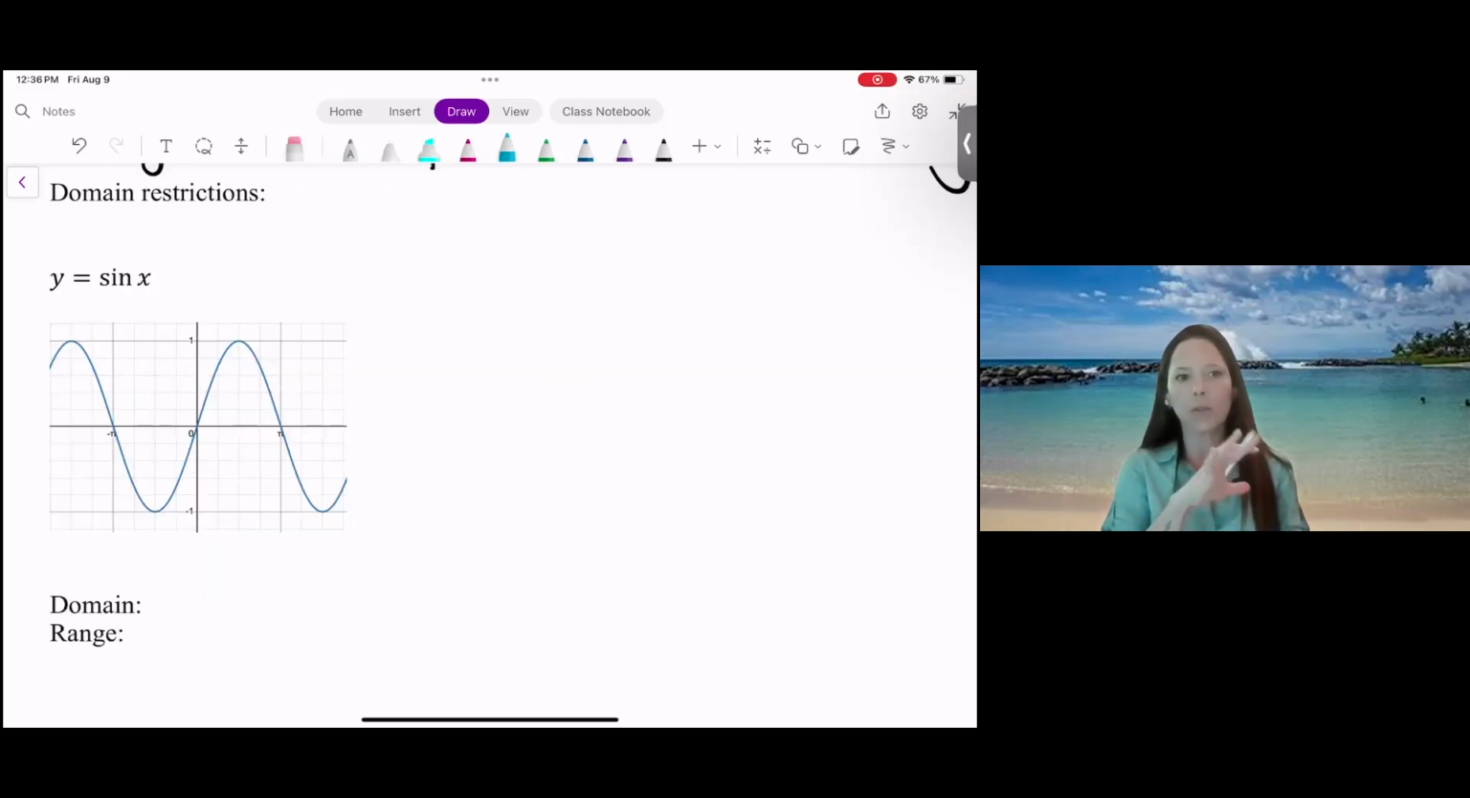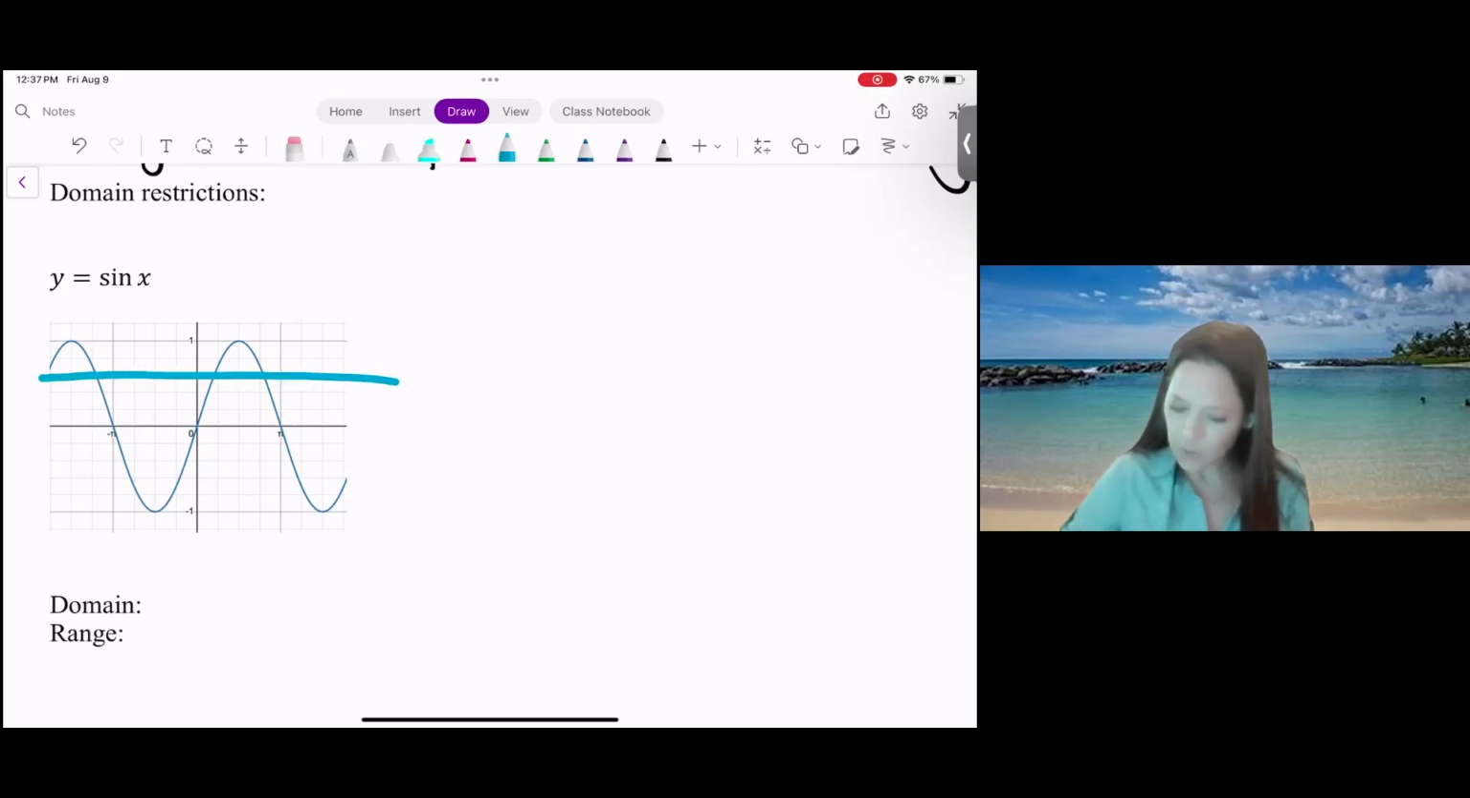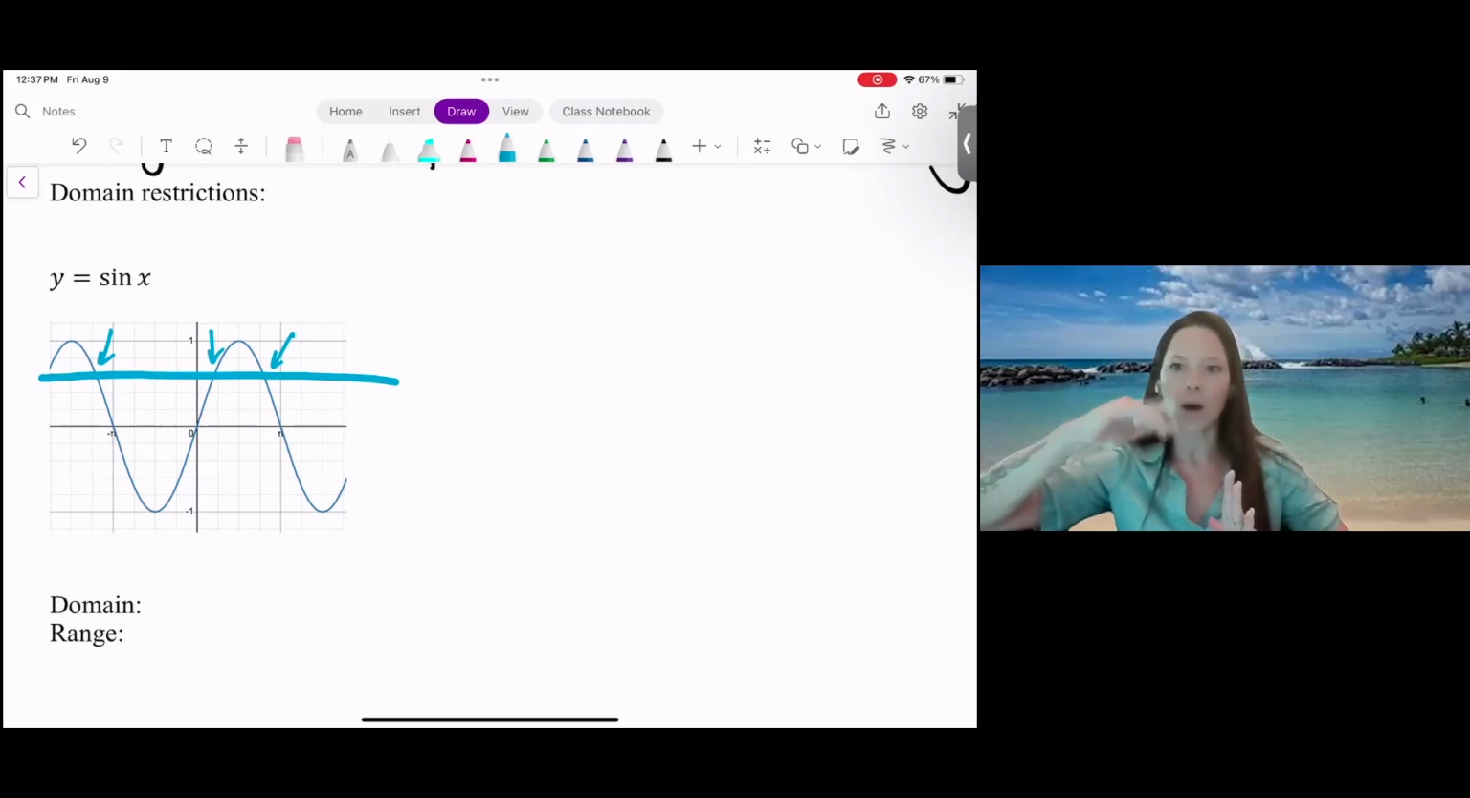We want to look at our sine graph and make sure that we have a portion. We want to restrict our domain so that we not only don't violate the vertical line test, but we also don't violate the horizontal line test. Sine is a function. I'm good to go on the vertical line test, but if I was to take a horizontal line here, you notice that I am hitting multiple y points on that horizontal line. That's not good.